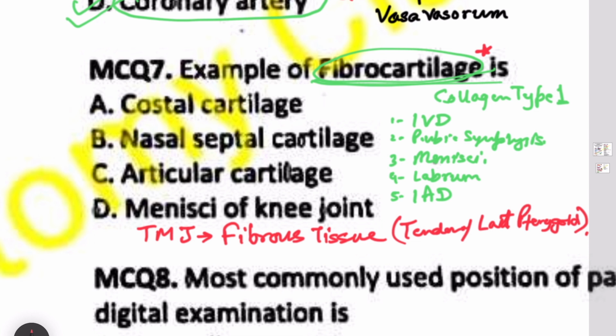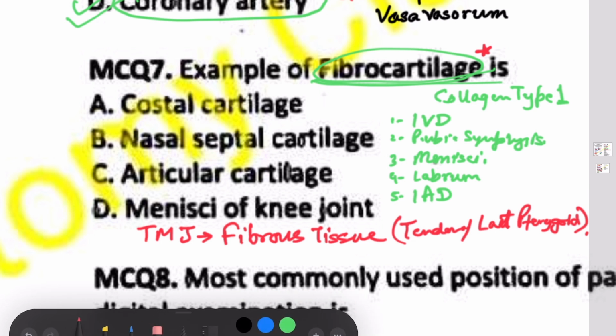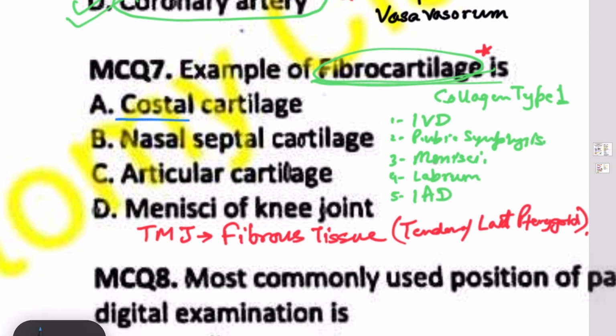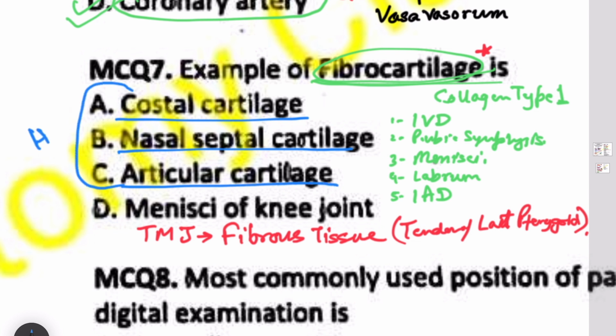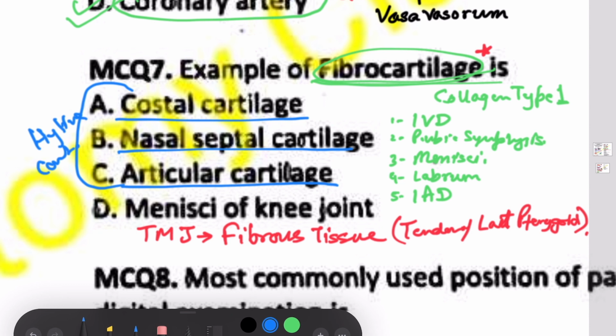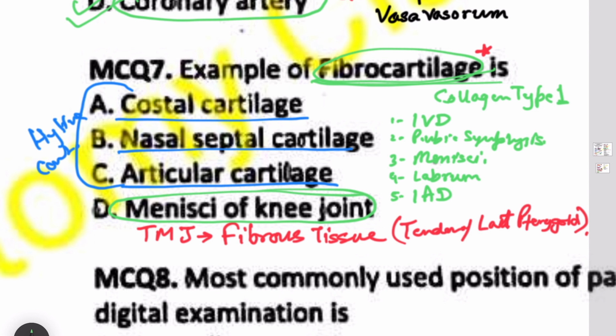Okay, then the answer, of course, you got it here. The answer will be fibrocartilage. Costal cartilage, of course, is not the answer. Nasal septal cartilage is also not, auricular cartilage is also not. Articular cartilage, by the way, what are these cartilages? Costal cartilage, nasal septal cartilage, articular cartilage are all examples of hyaline cartilage, right? So your answer to this question will be the menisci of the knee joint, as I've already mentioned.